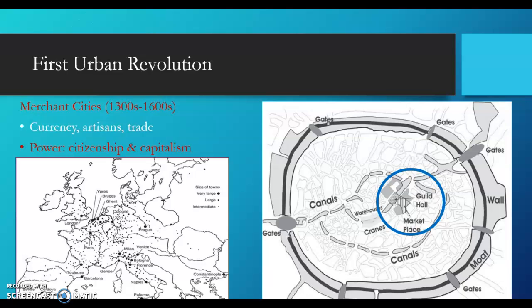The first urban revolution contributes some ideas to future revolutions, primarily this idea of trade and capitalism, which helped further evolve our cities beginning in the second revolution.